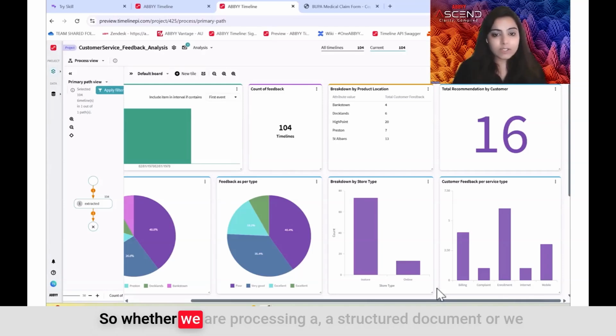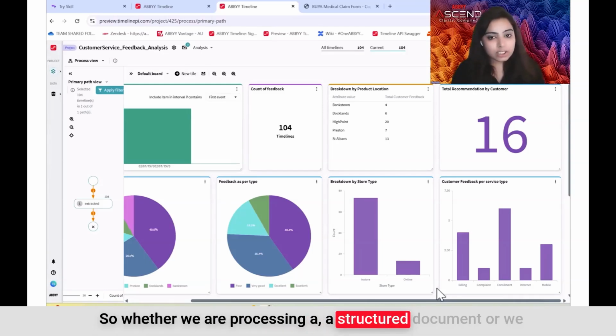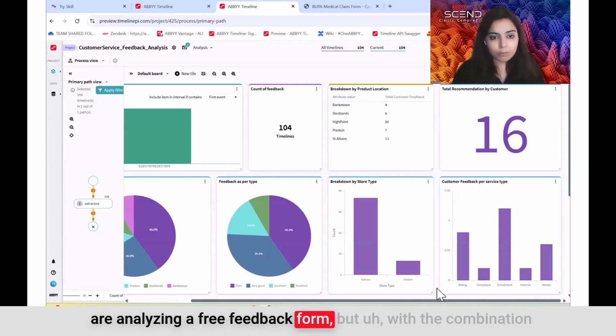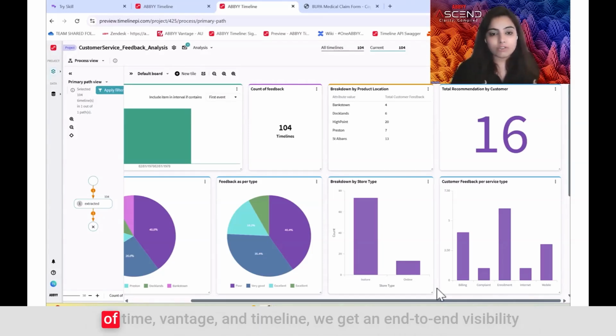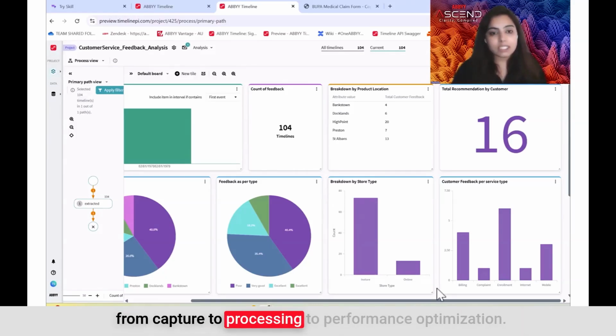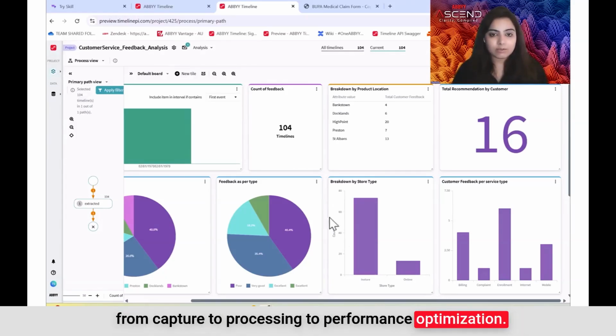So, whether we are processing a structured document or analyzing a free-form feedback form, with the combination of ABBYY Vantage and Timeline, we get end-to-end visibility from capture to processing to performance optimization.